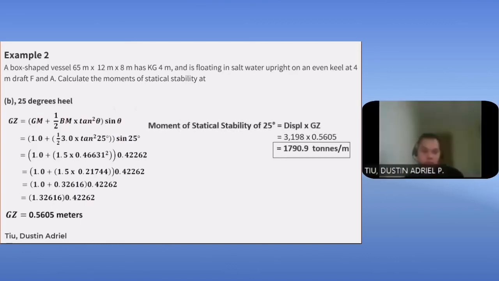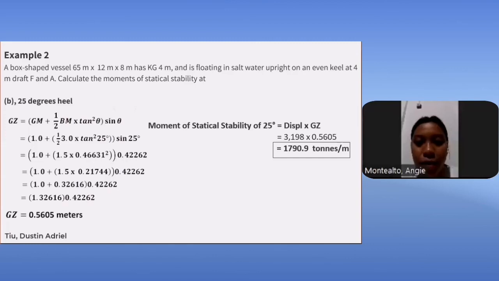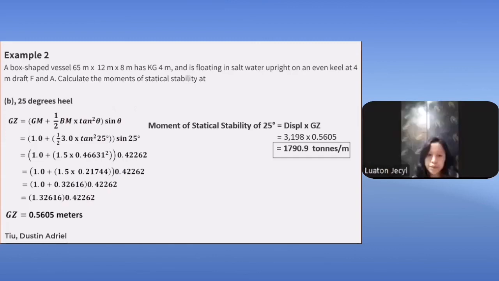So we can now solve for the moments of statical stability at 25 degrees. So 3,198 tons times 0.5605 meters is equal to 1790.9 tons per meter. That's right.